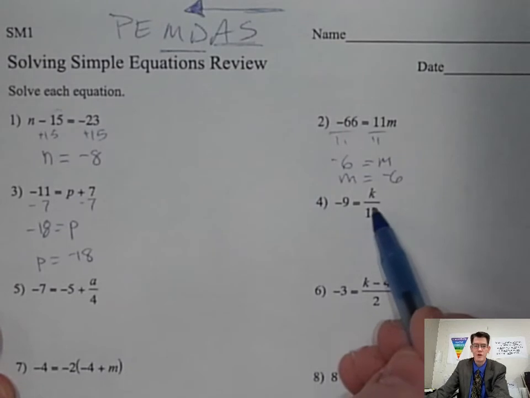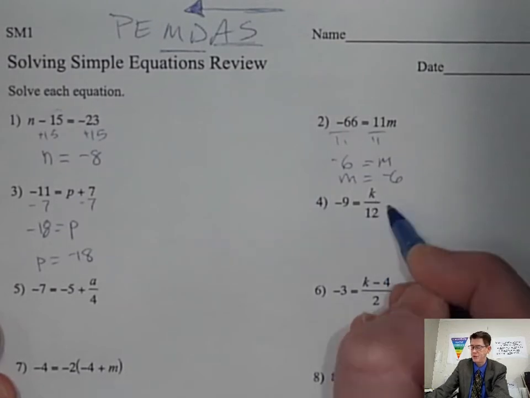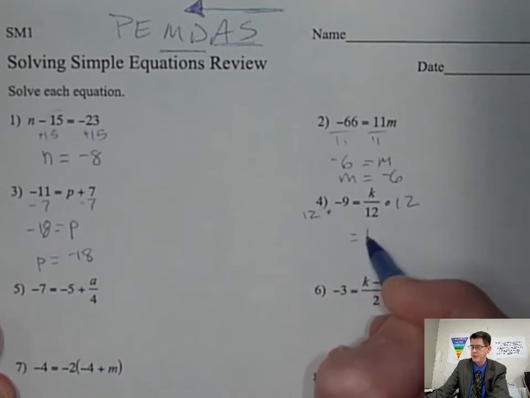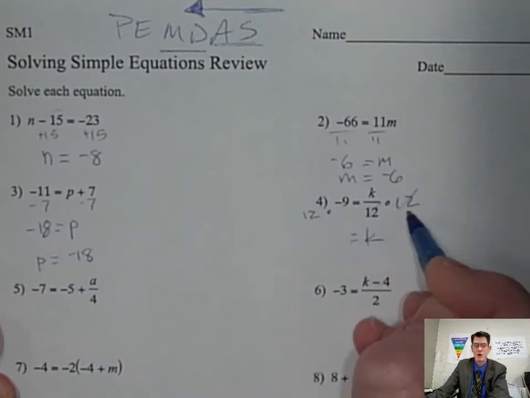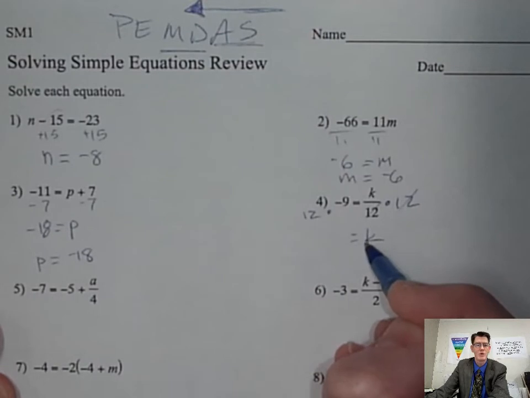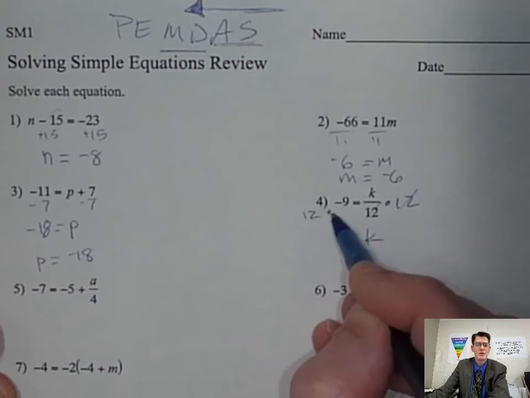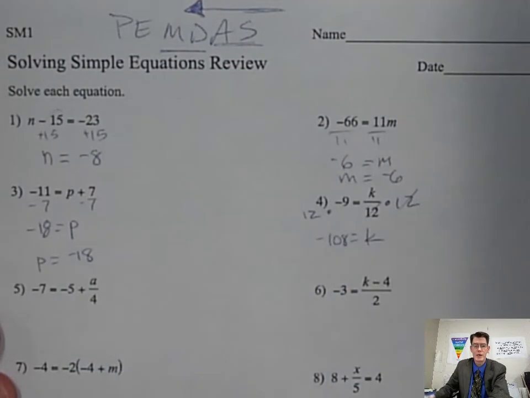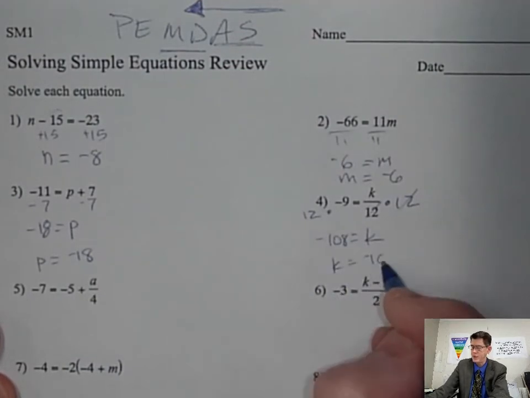And number 4, the 12 is divided off of the k, so we do the opposite operation. Multiply both sides by 12. K, because 12 divided by 12 is 1, that just becomes 1. We don't write the 1 because we're lazy. 12 times negative 9, negative 108. So k is negative 108.